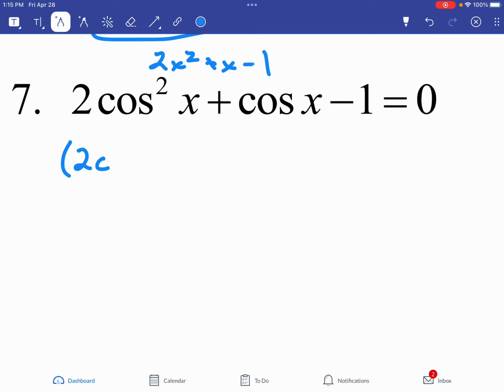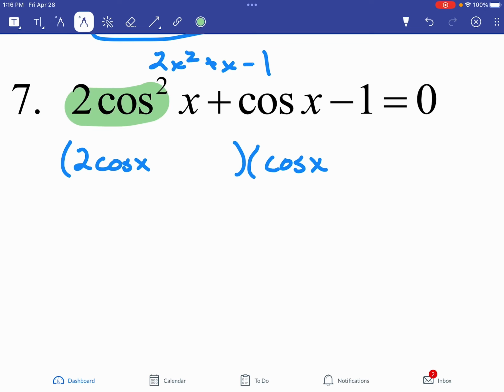I'm going to put 2 cosine here and cosine there. 2 cosine times cosine is 2 cosine squared. That's what this is. To get negative 1, I'm going to put 1 and 1. I just have to get my signs to work. I need a positive cosine here, which means this number has to be positive and this one has to be negative.